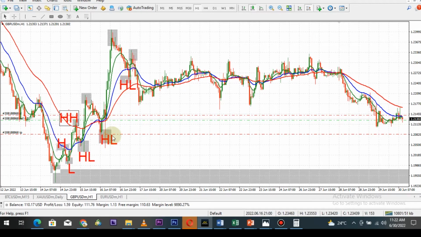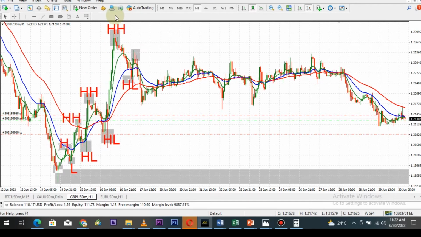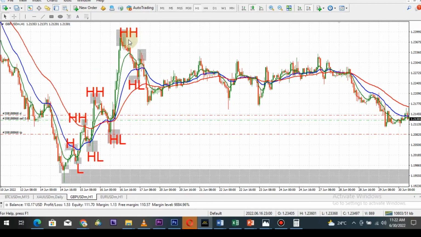Check again. We still have another low here. This is a low, and it's higher than this low. Here we have a higher high. This is a high, but it's higher than this high. Then we have another one here. So this is another high, but this high is higher than this one.